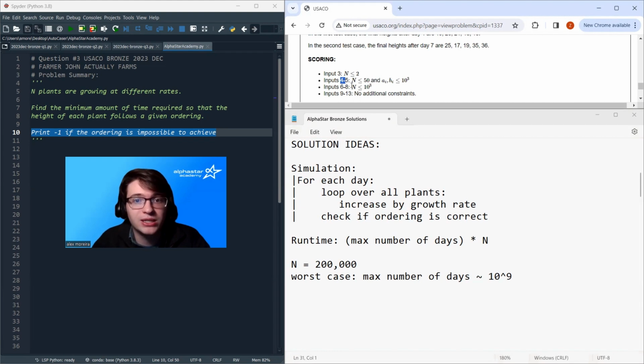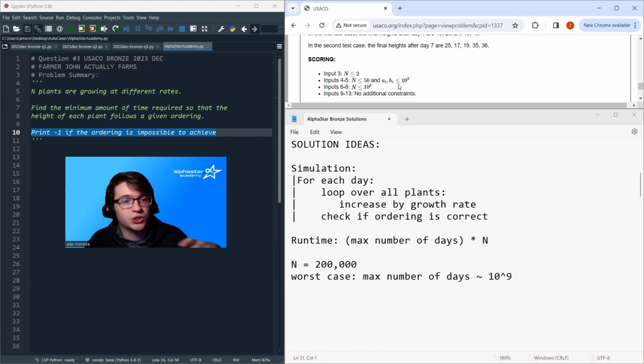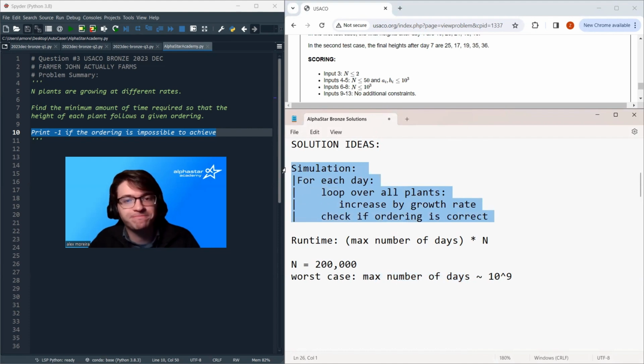So you're going to probably pass test cases 4 and 5, because in these test cases, they guarantee that AI and HI, which determine the max number of days, are small. So if AI and HI are small, then we think that this simulation approach will work. Unfortunately, that's not very many test cases, right? 5 out of 13. We probably want to shoot for a little bit more than that. So we need a new idea. If the naive simulation strategy doesn't work, what can we do instead?